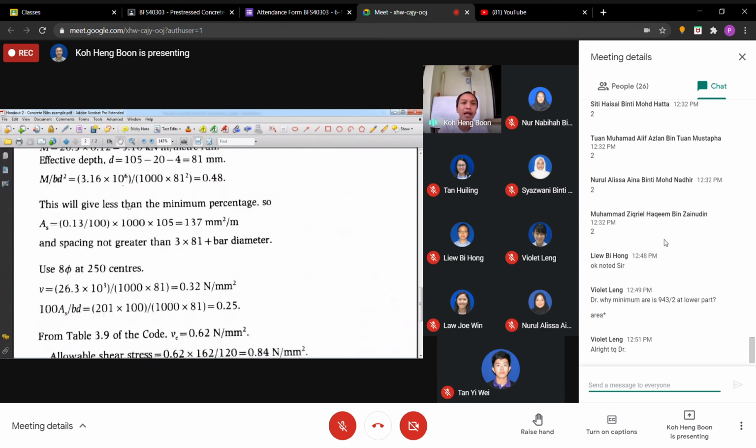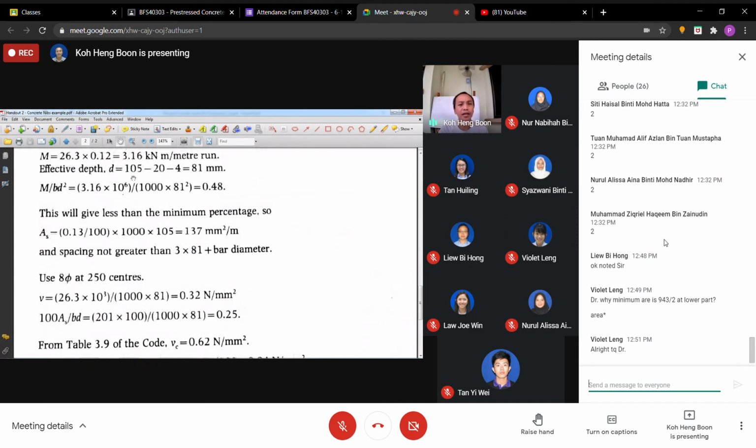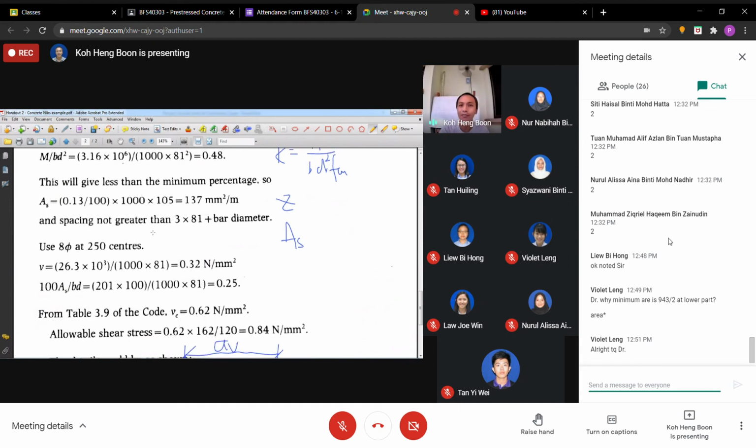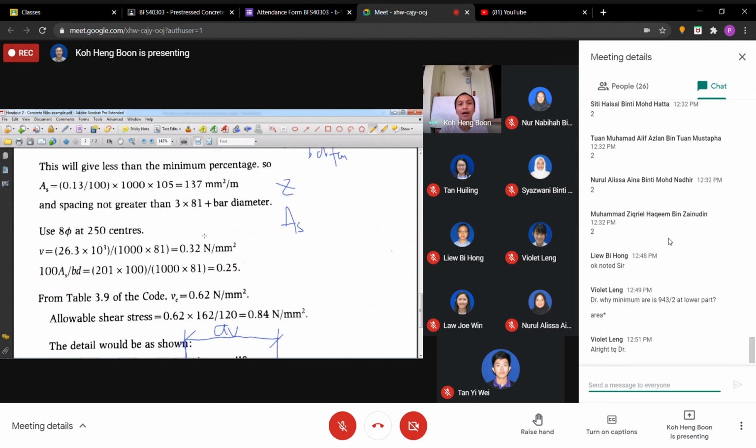So from here, now that you get the 81 mm, what you need to do? You calculate the K. Class, K is what? M divided by BD square FCU. You calculate the Z. You calculate the AS. Something like this. So at the end, I just want to show you it is basically something like this only. At the end, you get the AS.